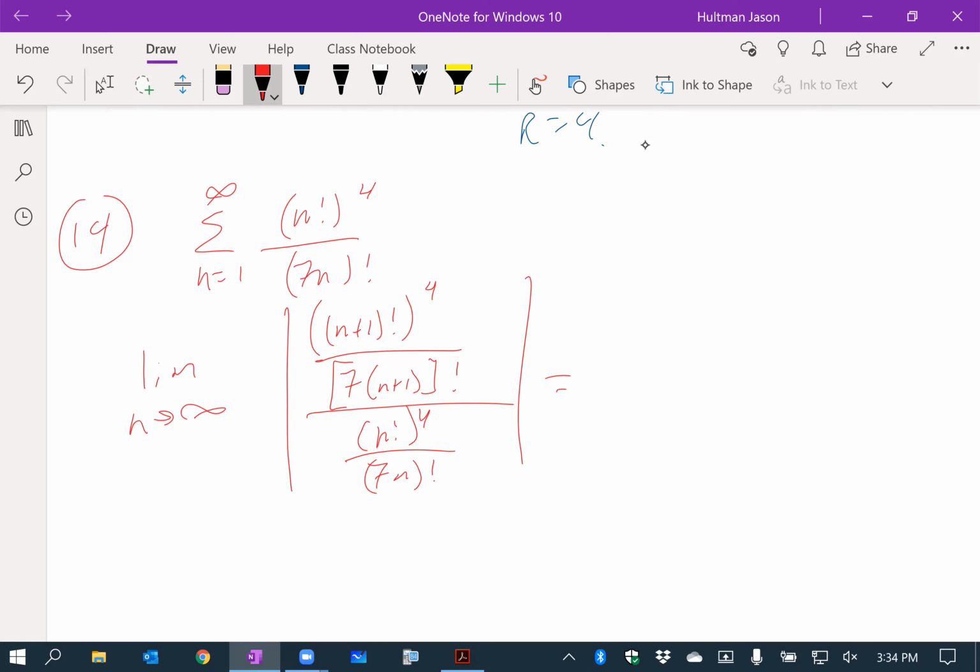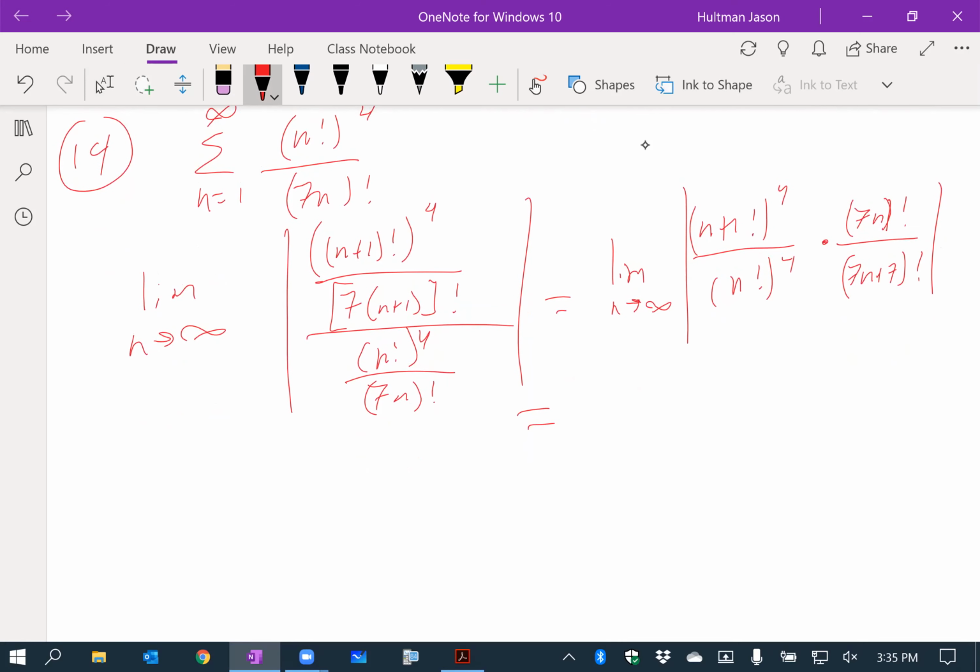So this is going to be the limit as n goes to infinity of n plus 1 factorial to the fourth over n factorial to the fourth, times 7n factorial over, and I'm going to distribute, 7n plus 7 factorial, absolute value.